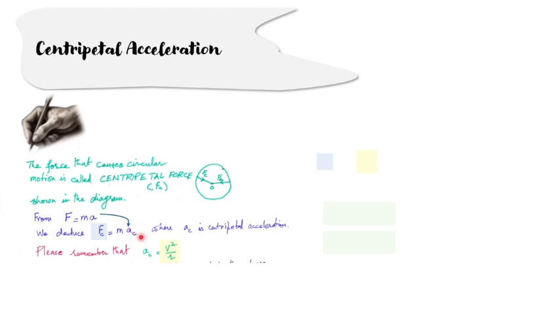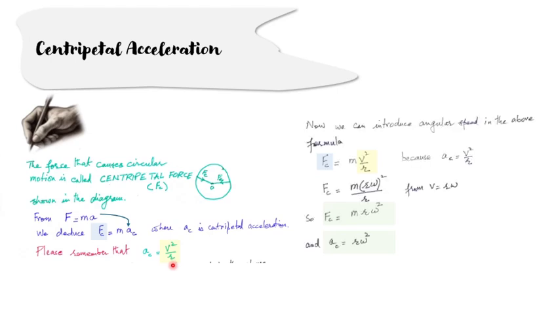Please also remember that ac, that is, centripetal acceleration, can be expressed in terms of velocity and radius, and that formula is shown in green. ac is equal to v squared over r. Now we can introduce angular speed in the above formula. Can you see that Fc is equal to mac and ac is equal to v squared over r? So Fc can be written as mv squared over r.